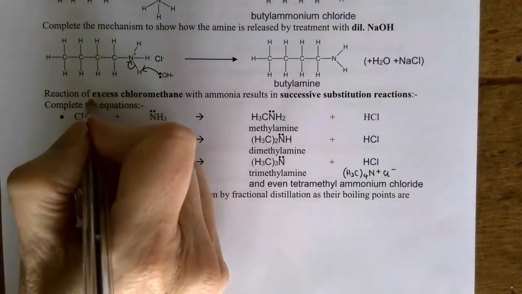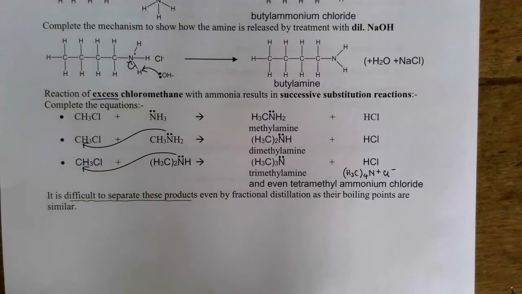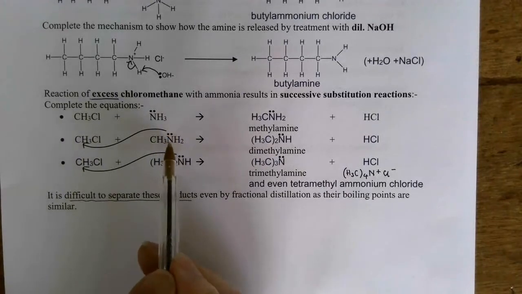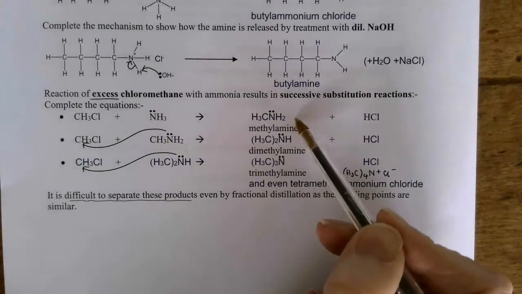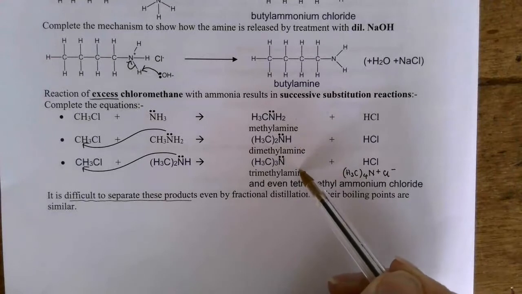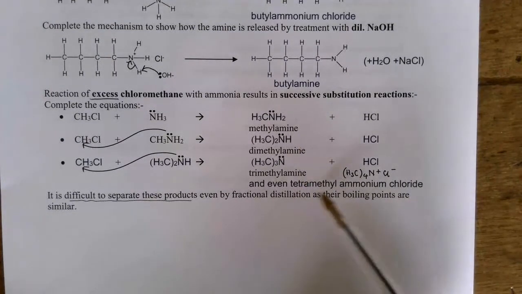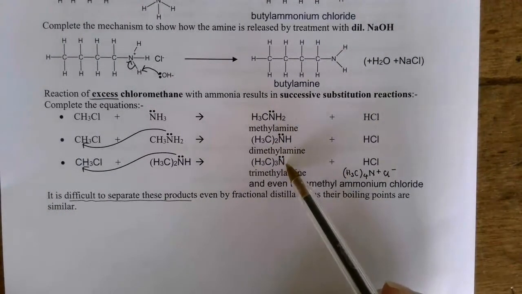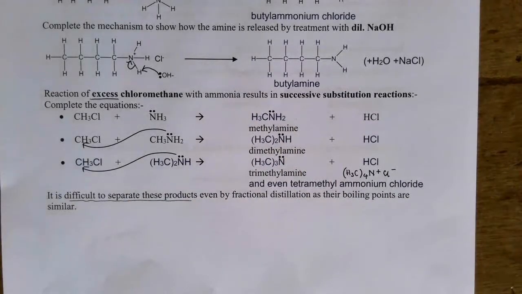On the other hand, if I use excess chloromethane, in other words excess of my halogenoalkane, I can get successive substitution reactions to occur because I've got a lot of delta positive carbons to attack. Remember that nitrogen, even though it's an amine, it's still available to attack delta positive areas. So I'll get a primary, then a secondary, a tertiary amine. I'll even get the salts where I use up the last of the lone pairs on the nitrogen. Now it's very difficult to separate these products even by fractional distillation because you've got a very similar boiling point here and therefore they're very difficult to separate.